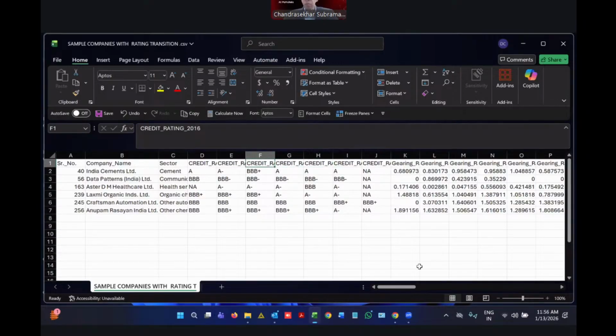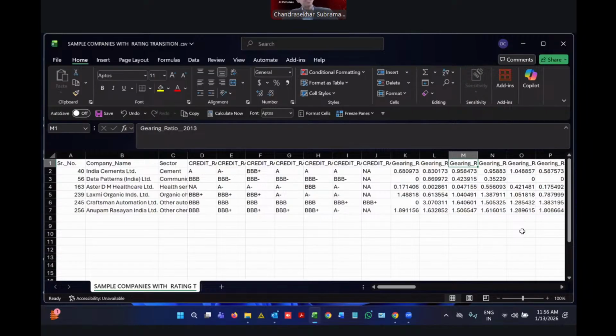You know the ratings of them. Then these are the financial ratios. We have this gearing ratio for 2011, 2012, 2013. Then we have the debt service coverage ratio. Then we have the interest cover ratio, the operating profit margin to net worth.